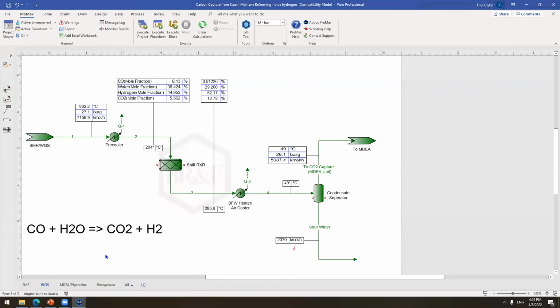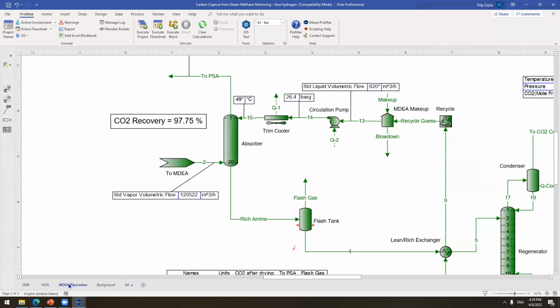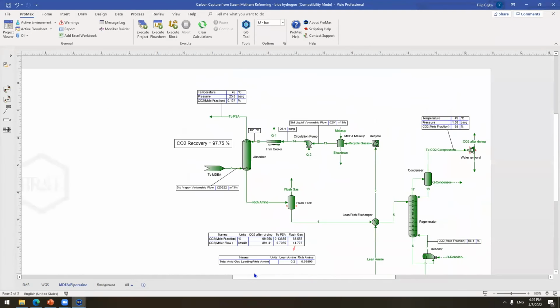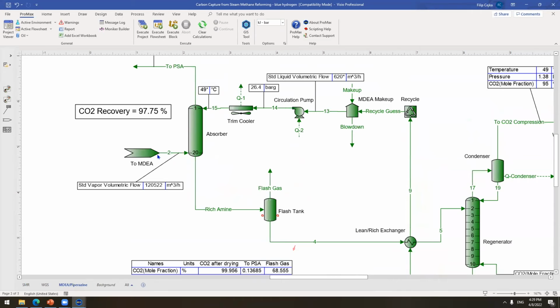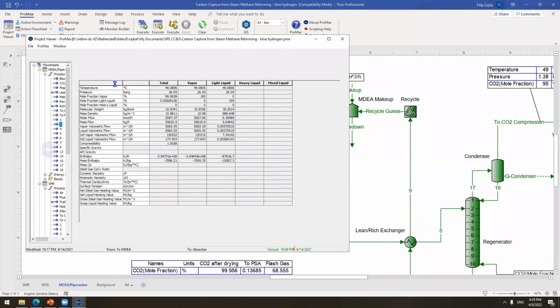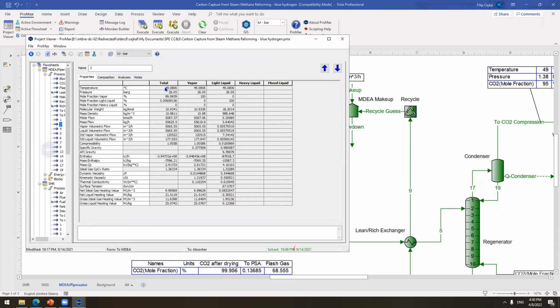Okay, so then we go to the last flowsheet in here, and there's going to be MDEA with piperazine. So right now we're using MDEA with piperazine, and this is actually where all the CO2 capture happens. So we have our hydrogen. I'm going to click on this stream just to show you. It's about 49 degrees Celsius. It's about 26 bar gauge, which is about, let's say, 27 atmospheres. And the flow rate is about 120 cubic meters per hour.